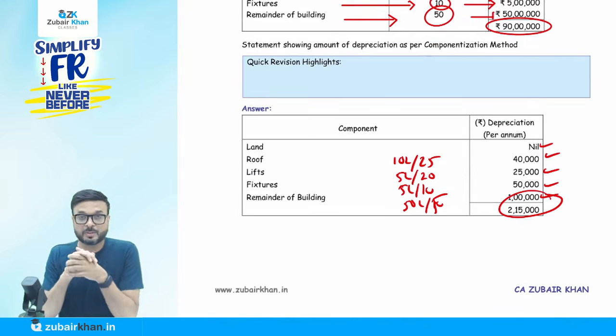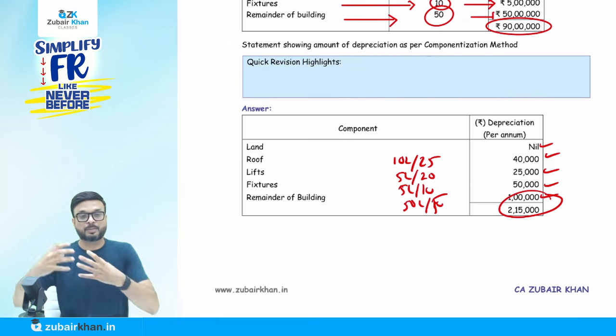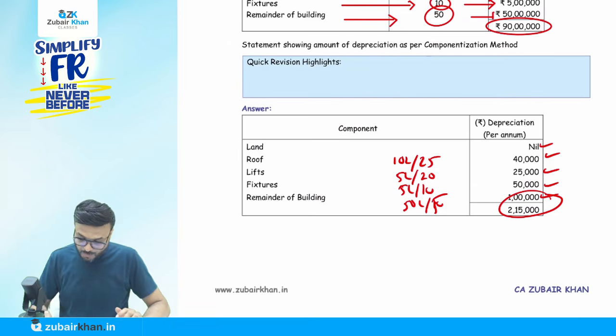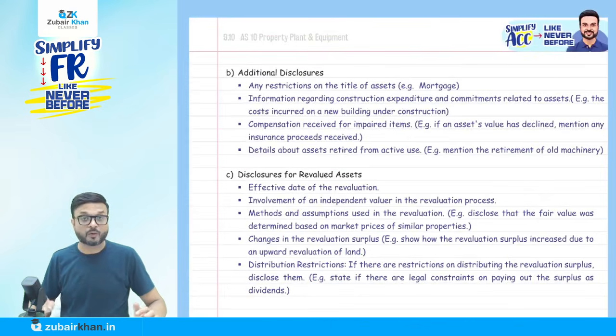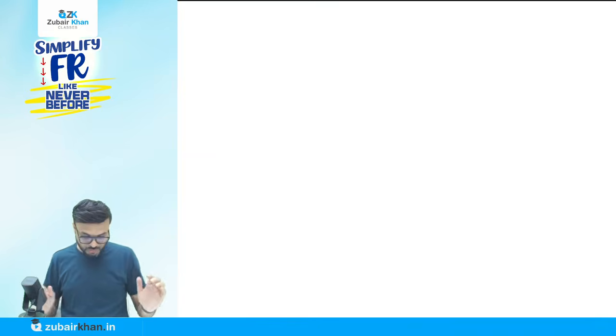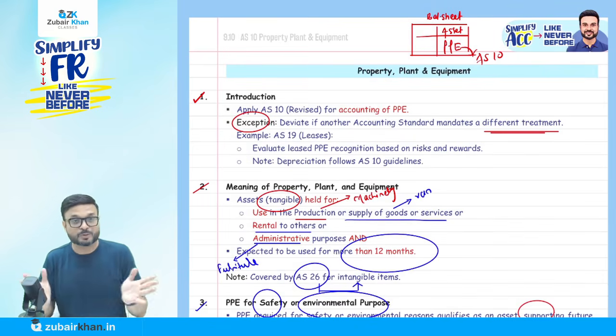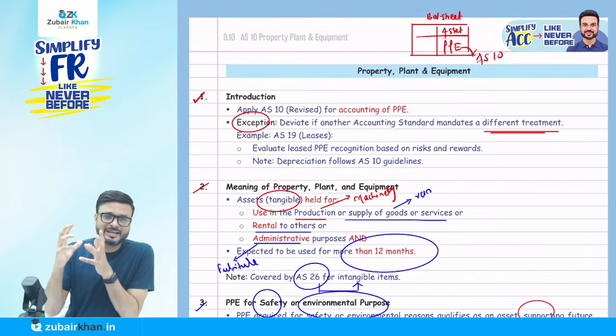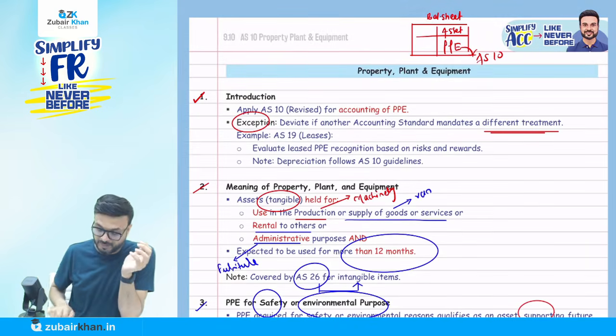Do you remember I told you on the basis of life for the different parts of the asset, we will depreciate accordingly. That is all about Accounting Standard 10, that is property, plant and equipment. Okay, so we have done this PP in almost 1 hour, very important, but mainly instead of asking questions on the cost of the PP, remember this chart.